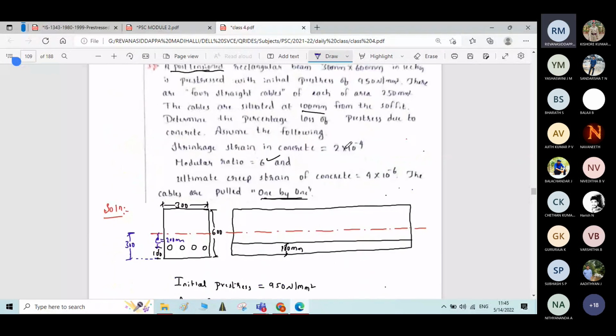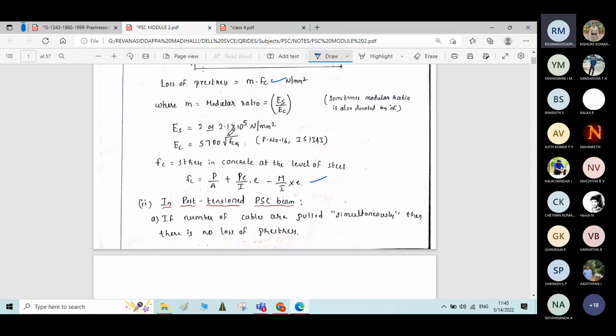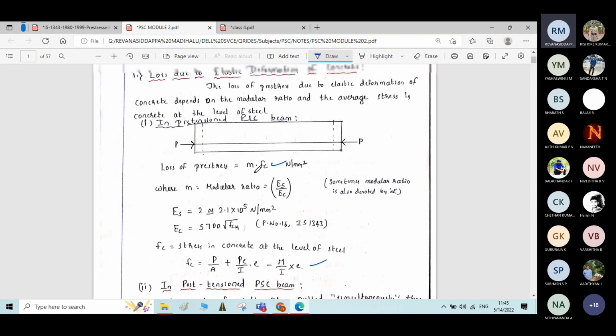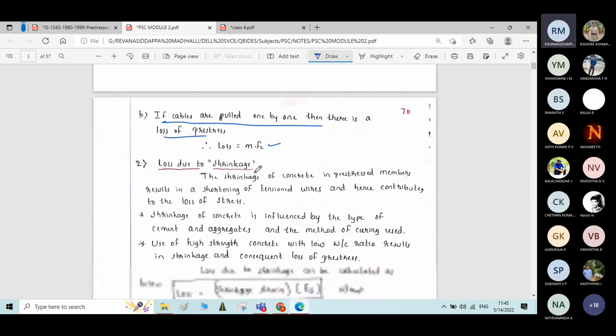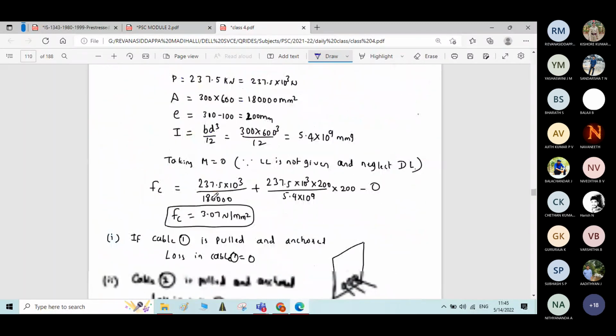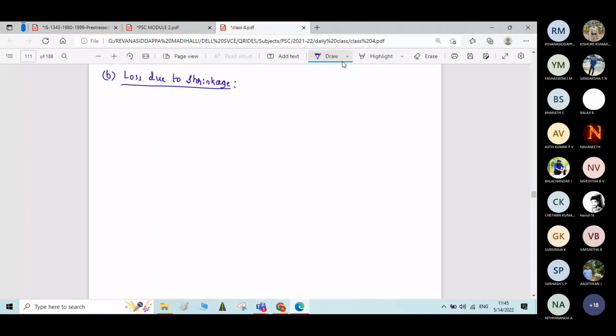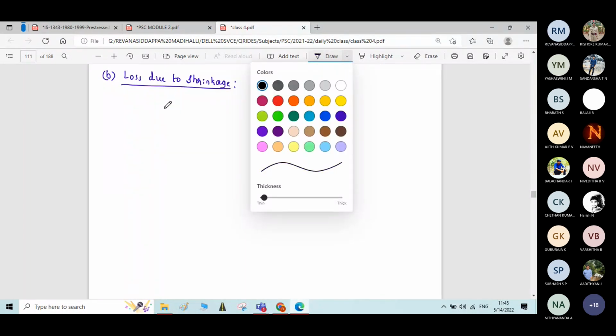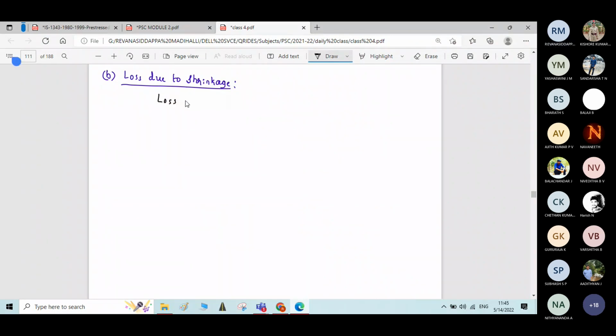the shrinkage strain in concrete is given, 2 into 10 power minus 4. Let us see the formula for calculating the loss due to shrinkage. What is the formula? Loss due to shrinkage is shrinkage strain into Es. The shrinkage strain is denoted by epsilon cs.